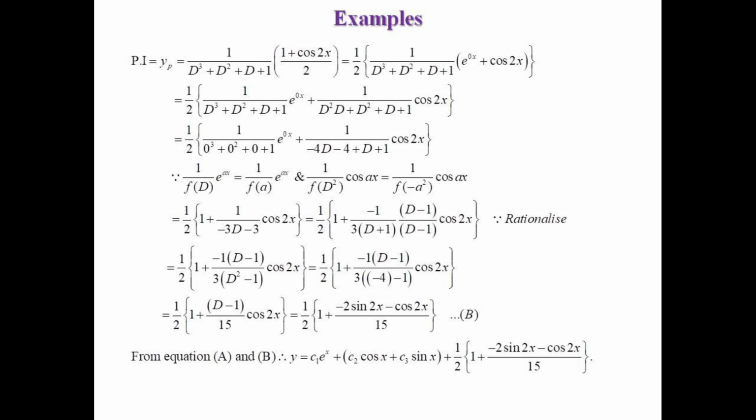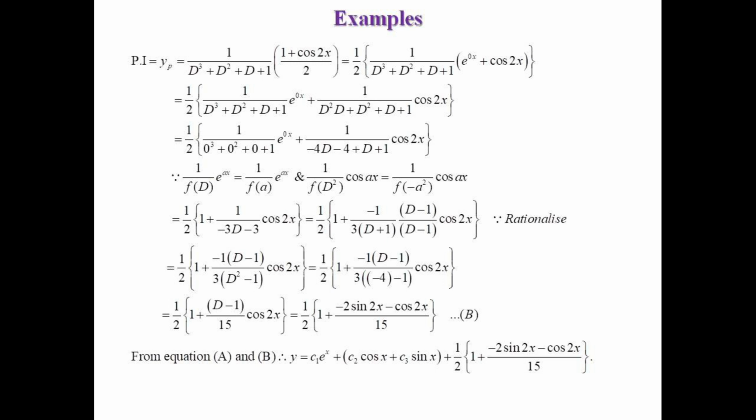Rationalization means multiply and divide by d minus 1. So after multiplying and dividing by d minus 1 term, we get the value as 1 upon 2 in bracket first term 1 as it is, plus minus 1 into d minus 1, 3 d square minus 1 into cos of 2x. So again if we apply the formula for d square by a square with minus sign, we get the value of denominator as 15. So again if we multiply d minus 1 by cos of 2x, then we get the final value for particular integral as 1 upon 2 in bracket 1 plus minus 2 sine of 2x minus cos of 2x upon 15, which is our equation number B.